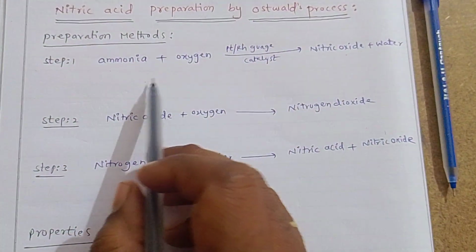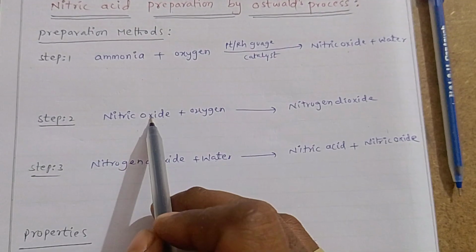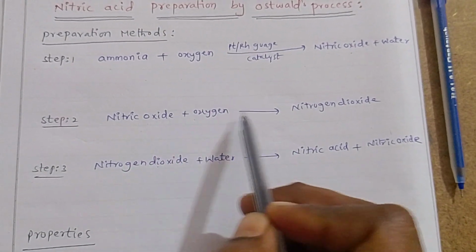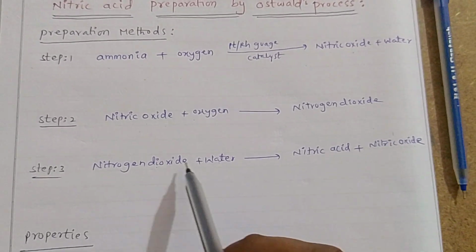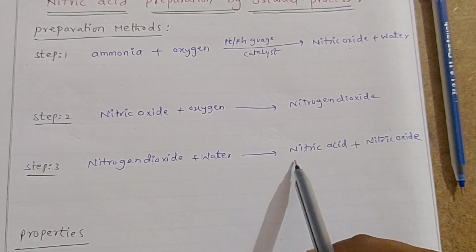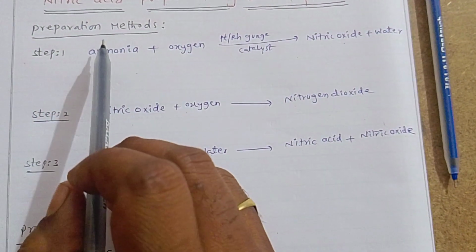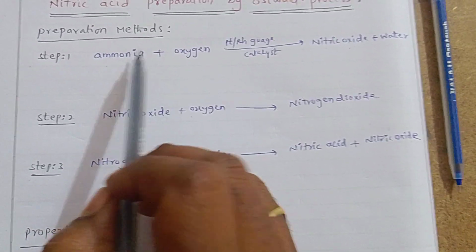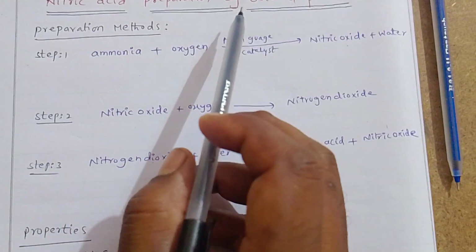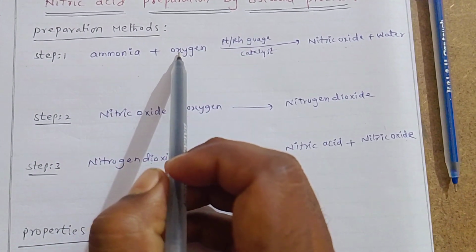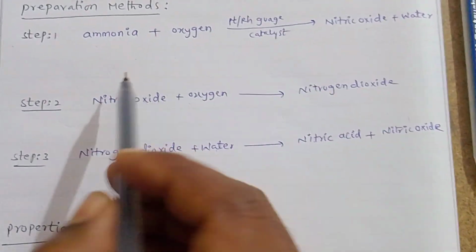In the first step, ammonia plus oxygen gives rise to nitric oxide. Nitric oxide is the starting material for the second step, and then reacts with oxygen to give nitrogen dioxide. This is the third step's starting material: nitrogen dioxide reacts with water to give nitric acid plus nitric oxide. You can easily remember the first step's starting materials by the name itself, that is OSTWALD. So O represents oxygen, the first letter represents ammonia, gives rise to nitric oxide.